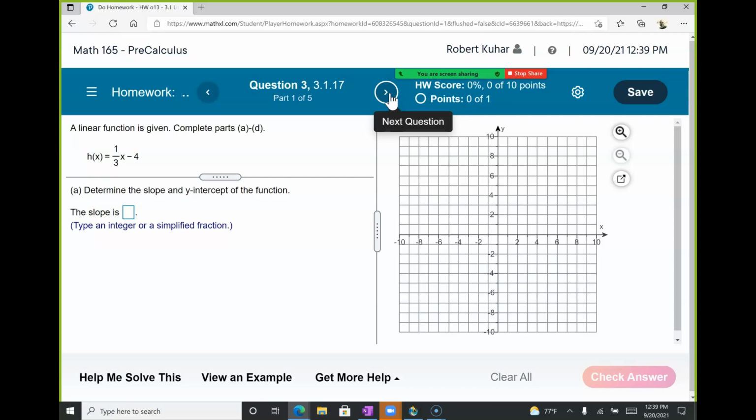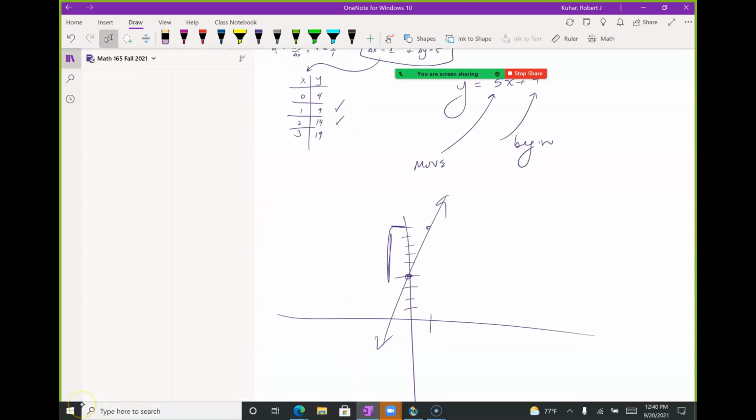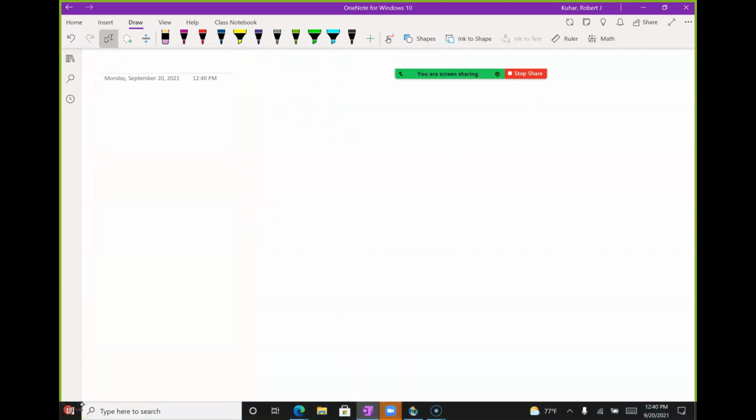So let's look at this one, 1/3 x minus 4, right? This is homework 13, question 3. 1/3 x minus 4. Does this feel like a review, or is anybody confused or worried? Feels review-ish. Yeah. Right? Nice, good.